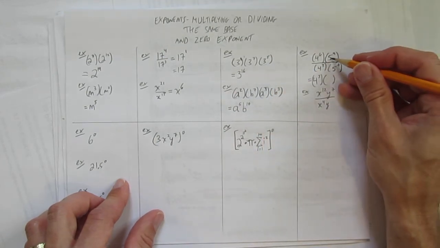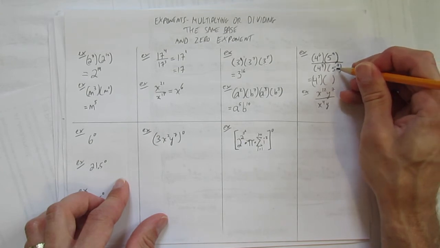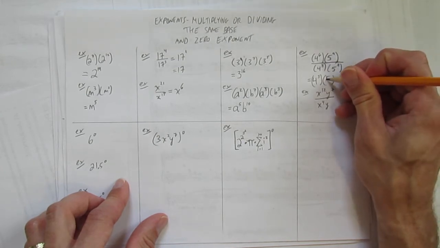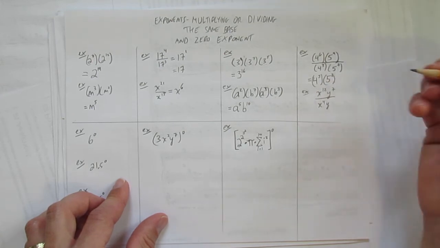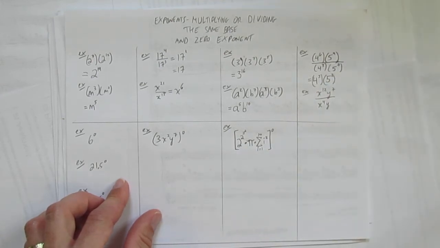Now I'm dividing the same base. 5 to the power of 9 divided by 5 to the power of 7 is 5 to the power of 2. That's your final answer for simplify, unless it says evaluate.